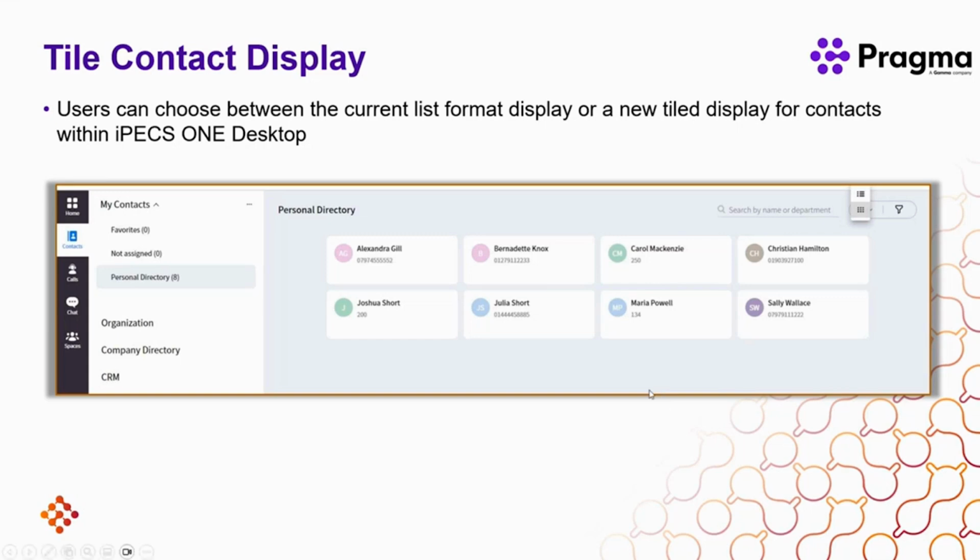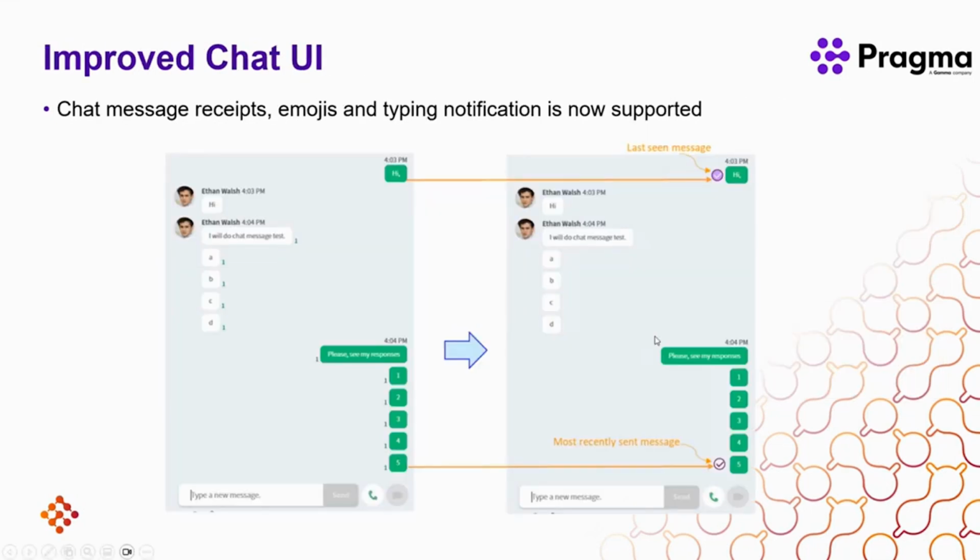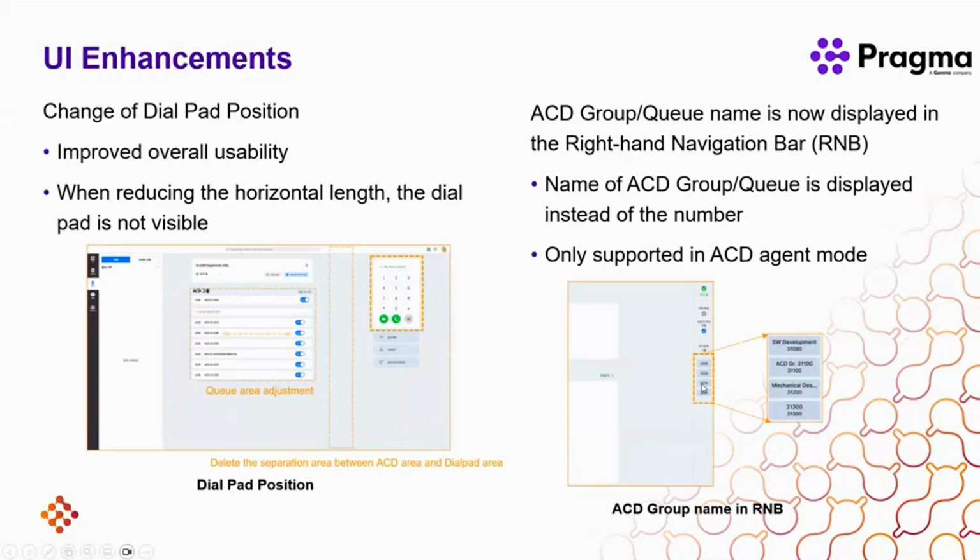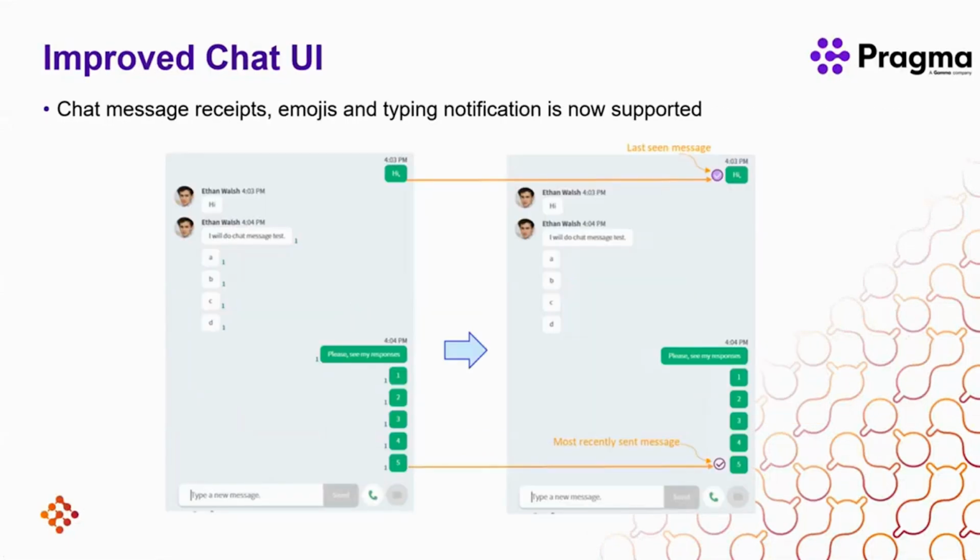And I agree, I think it looks a bit better than the list version. Improved chat. You can see on the right is the new chat. Pretty basic stuff. We've got read receipts for read messages. But we've now got emojis and message reacts, all of that sort of fun stuff we can do within the iPECS 1 chat functionality now as well.